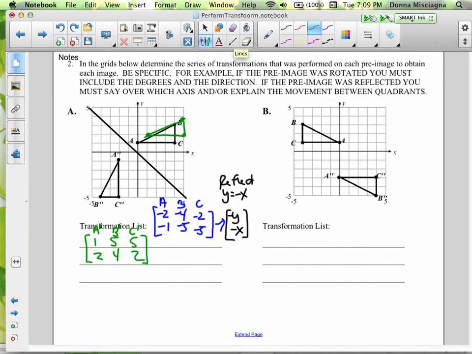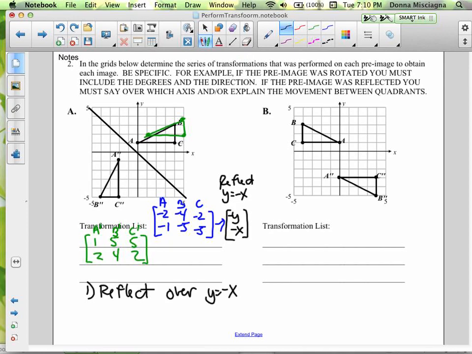Right? So the first transformation was reflect over y equals negative x, right? Because we want to go across. If it had been a rotation, then at 180 degrees, because we've moved 2 quadrants, then whatever was vertical on the pre-image should be vertical on the image.